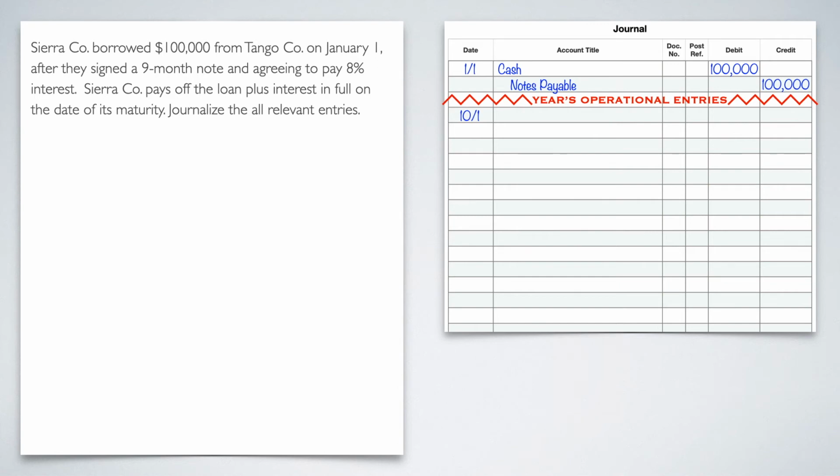So same equation, principal amount times the interest rate times the time expressed in a fraction of a year gives you your total interest. So let's put in those numbers: 100,000 for the principal amount, 8% for the interest rate, 9/12 for the time expressed in years, and that will give us the same 6,000. But this time we're not having to divide it up, because notice we're not going past 12/31. We're still within the same year. So with that, we don't have to put anything in payables.